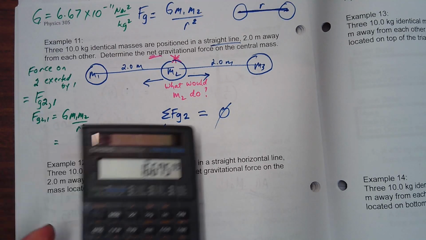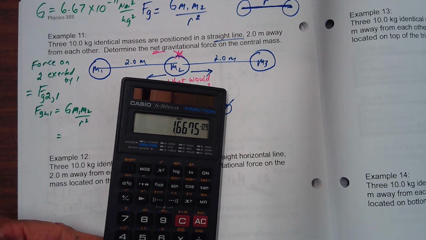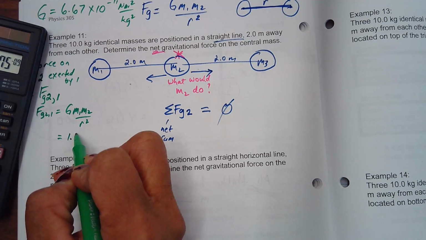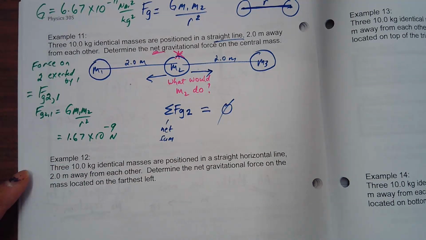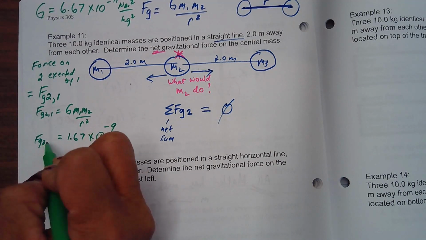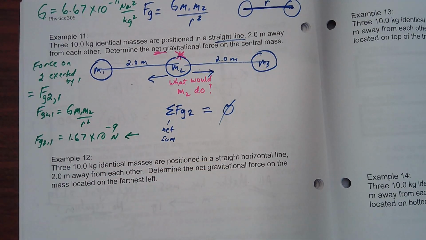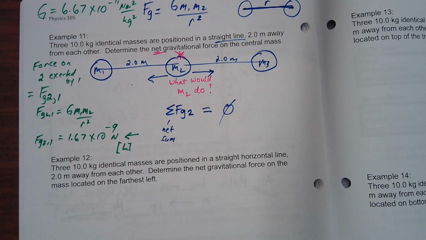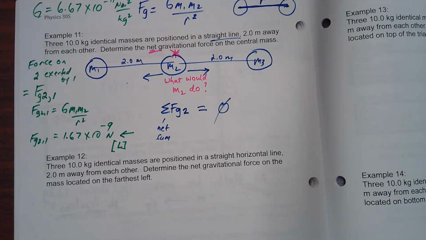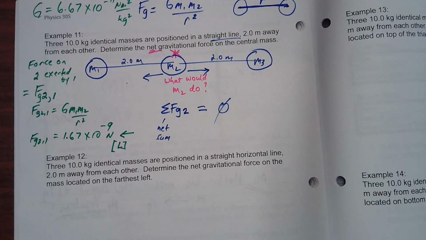And so this is what I got. You actually have 1.67, let's keep 2 decimal places all the time, 1.67 times 10 to the negative 9 newtons. Okay, so that's the force on 2 by 1. And I'm going to put the arrow this way. That means M2 wants to go that way, or I will put left. We're not using north, south, east, west right now because it's just going in a straight line. There's no directions necessarily, but left and right. So that's the force on 2 by 1.